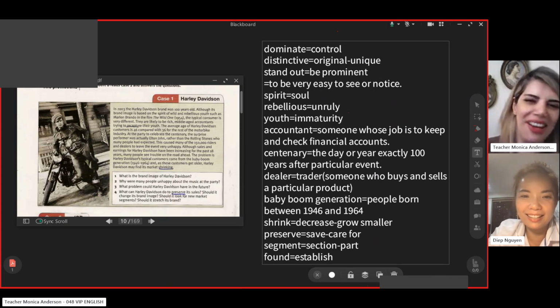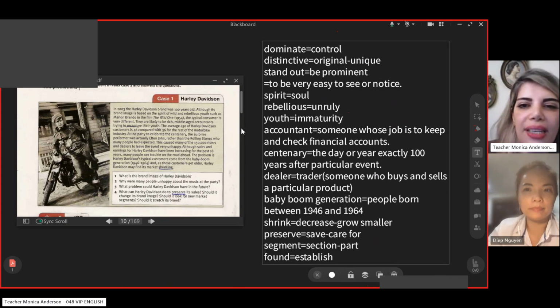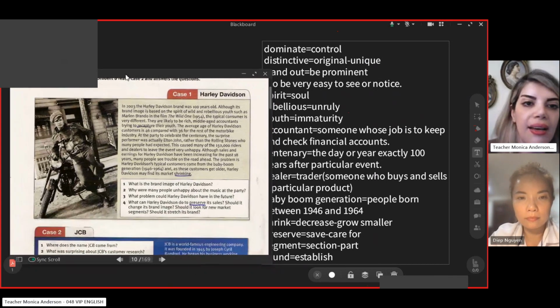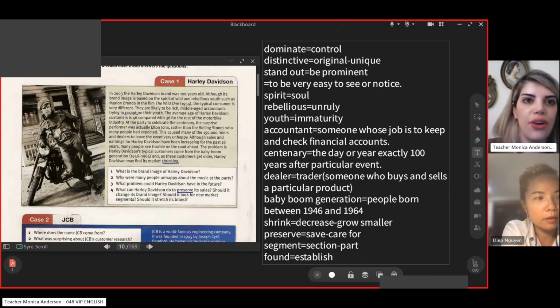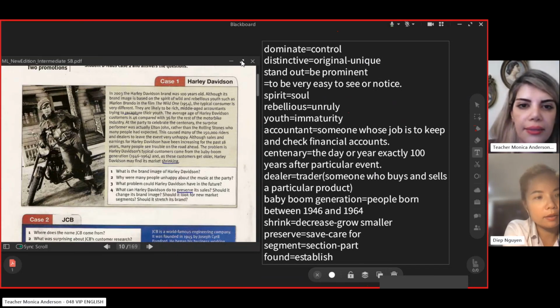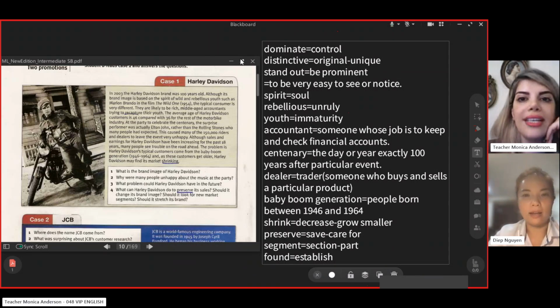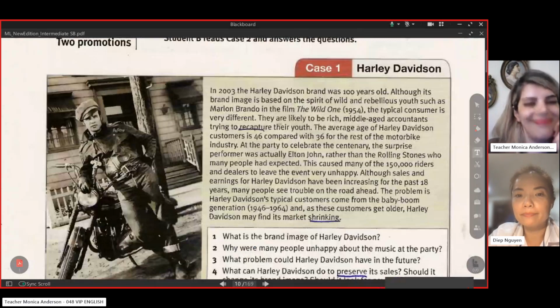Now let's take a look at the reading. Considering the meaning of the words, I want you to read the text and answer the questions. Okay, let's get started. Can you enlarge it? Of course, I can enlarge it. Okay, it's okay now.